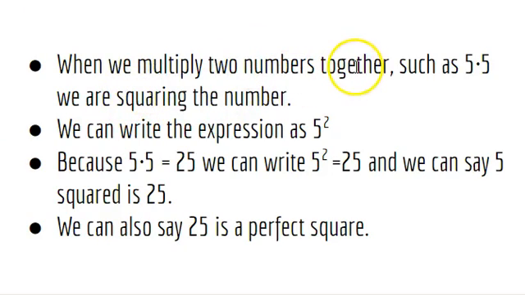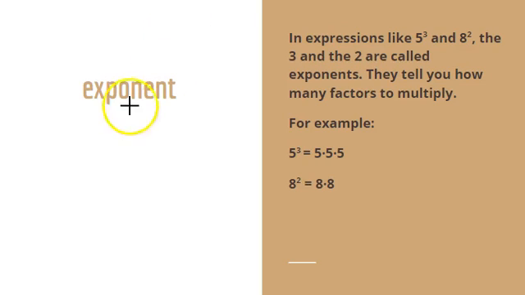So when we multiply two numbers together that are the same, we're squaring those numbers. And that's why we would have the little 2 up beside it. So since 5 times 5 is 25, we can also write it as 5 squared, or 5 to the second power, equals 25. And we can also say that 25 is a perfect square, because remember we talked about earlier that if it's a whole number that we multiply by itself and it gets another whole number, that means it's a perfect square. Let's jot some definitions.